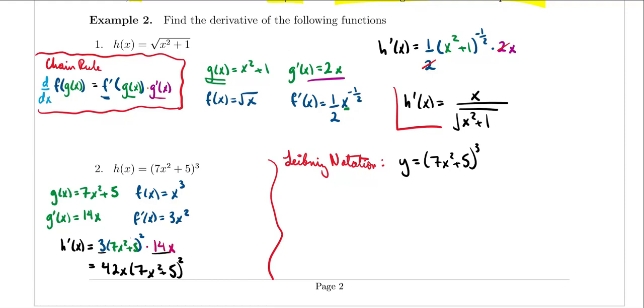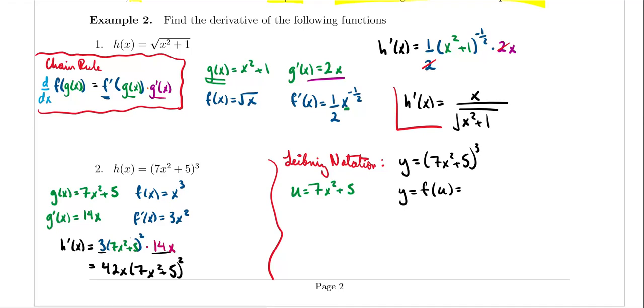Now our inner function, rather than using g's, we're going to be using u's. So for the inner function, we're going to have here u is equal to 7x squared plus 5. Now what about the outer function? The trick here is to rewrite your function in terms of u. So y is a function of u.